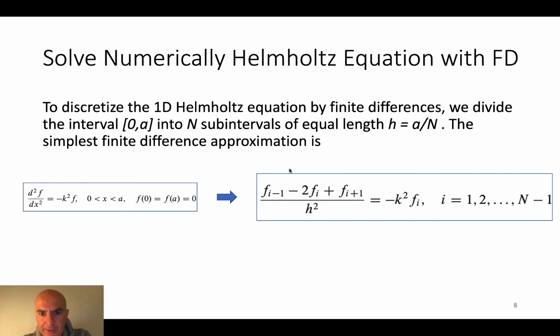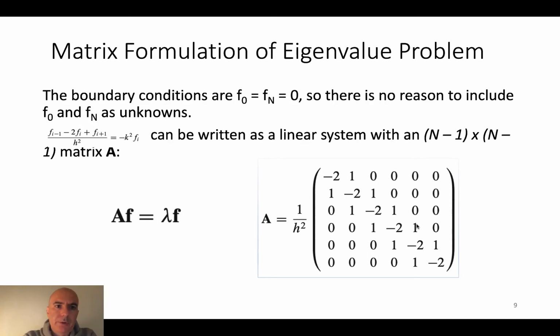So this part is discretization of a second order equation, and then the second part is just replacing the function with the values on the grid points of the function itself multiplied by k. The boundary conditions in this case are going to be 0 on both sides, so there is no reason to include f0 and fn, the values of the function at the boundary, as unknowns in our problem. And we can also express our second order derivative as a matrix problem.